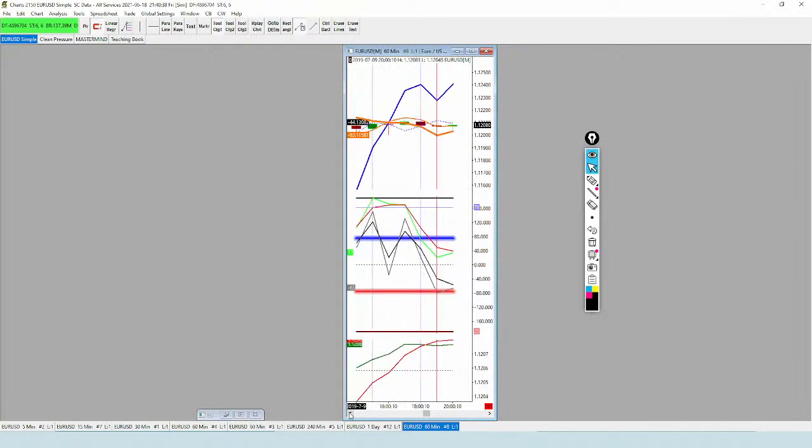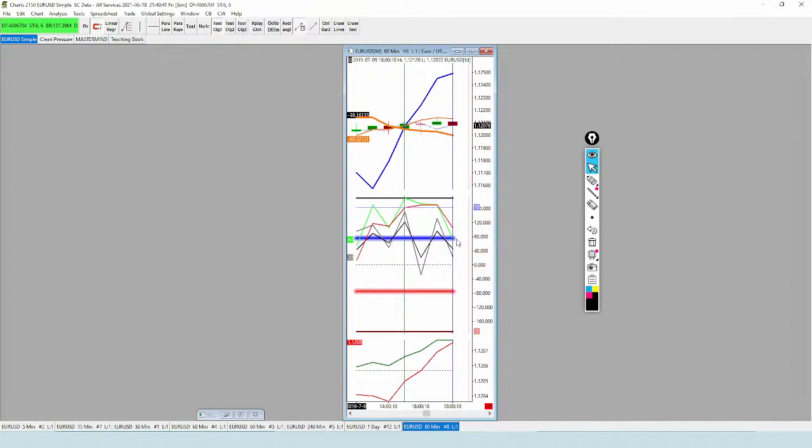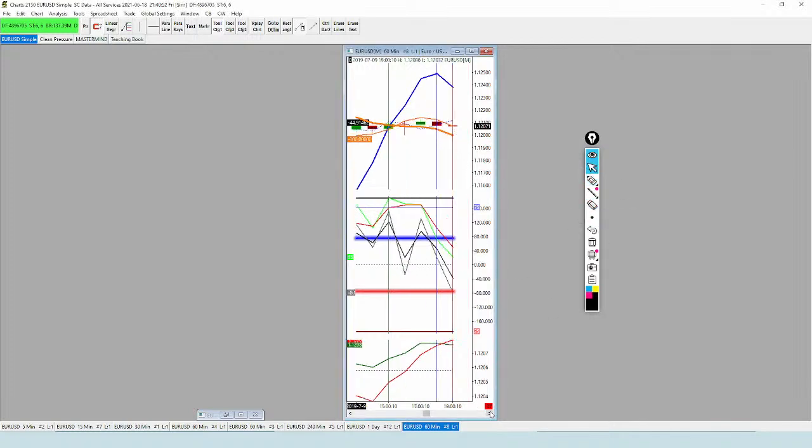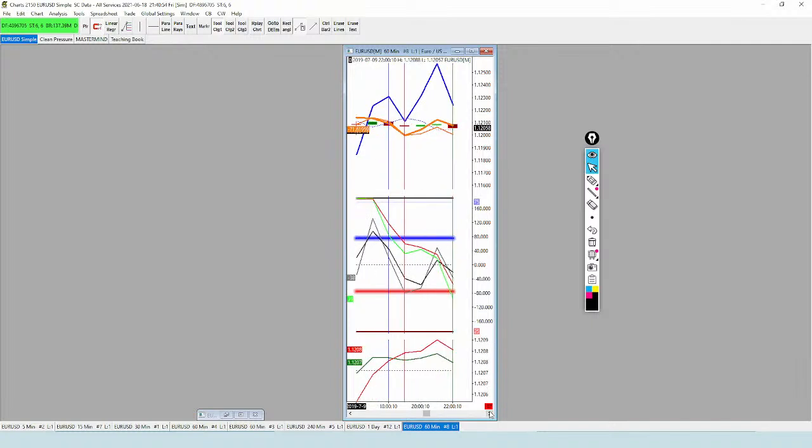If we go back, we can kind of see the same thing here where major and minor are starting to point down, and we're getting that convergence. So we're getting enough validation to validate that we're going to see some down movement. And then that continues.